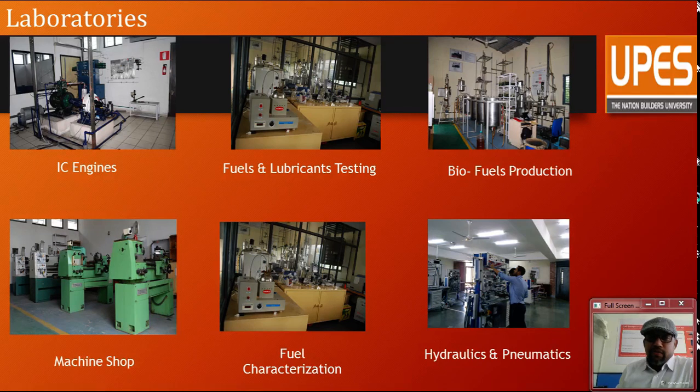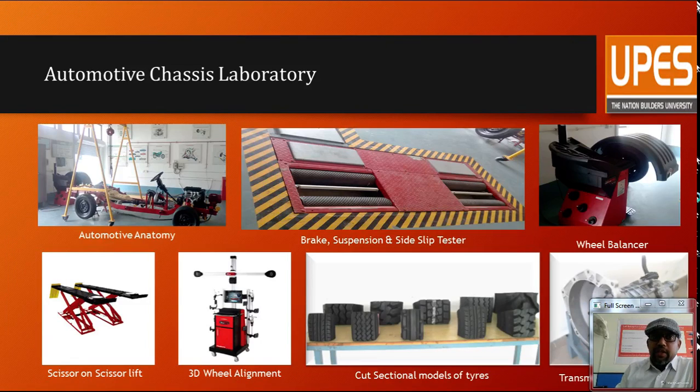For that, these plants are useful for us, as well as a conventional machine shop, fuel characterization shop, hydraulics and pneumatics. And especially the core automotive chassis laboratory, where we have the anatomy of a vehicle. One should understand, starting from a steering wheel to the tire, what the different components available in a given car are, how these function, and what their construction and working principles are. Once you understand these things, you are able to design new things as per the requirement.